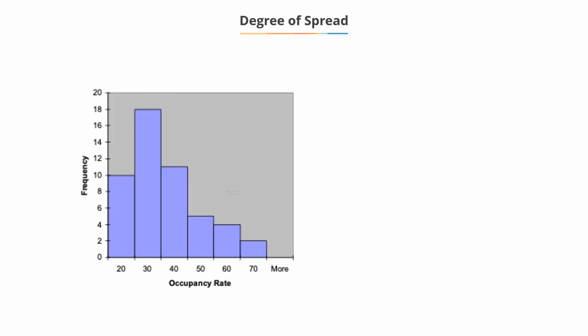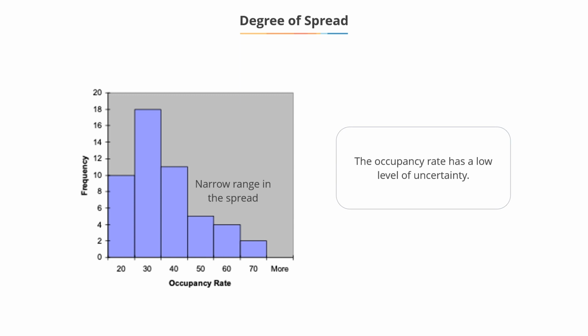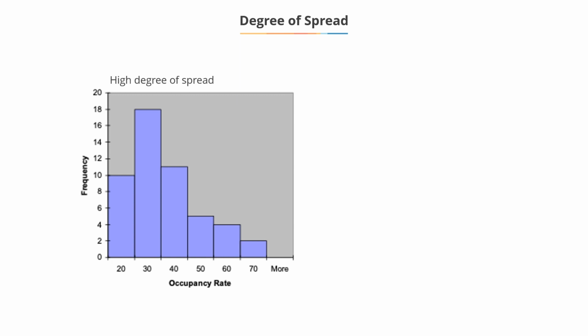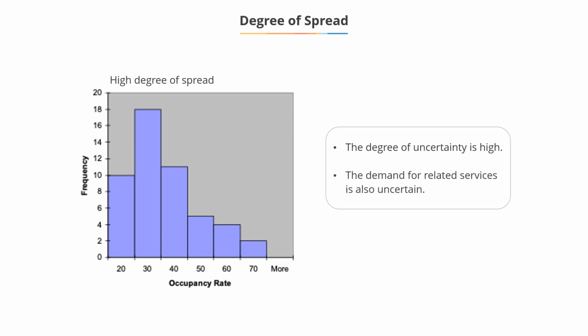Degree of spread. A narrow range in the spread indicates a low level of uncertainty in the occupancy rate. In contrast, a high degree of spread implies a high degree of uncertainty. Consequently, the demand for related services will also be uncertain.